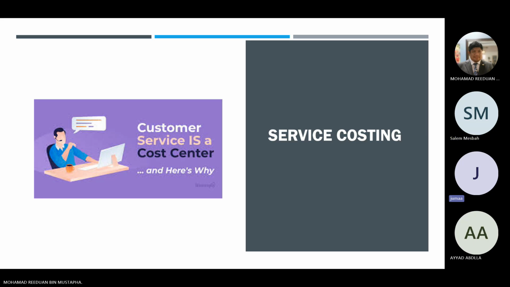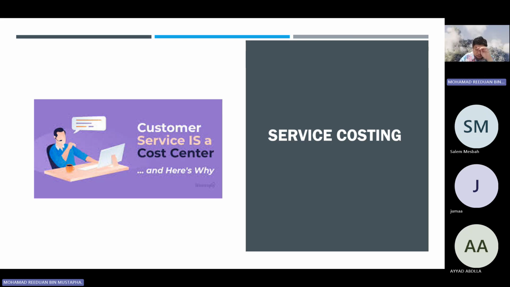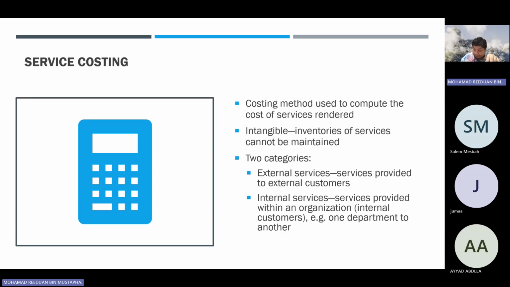Okay, we can start. Now we start with service costing. What is service costing? Service costing is a costing method used to compute the cost of services rendered. So it's intangible, and inventory of service cannot be maintained.